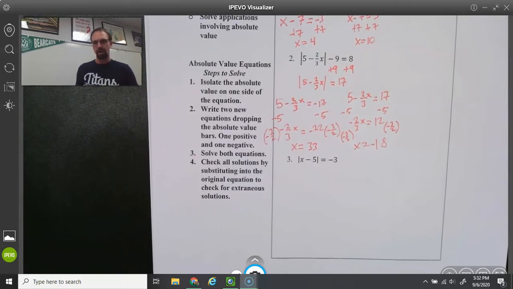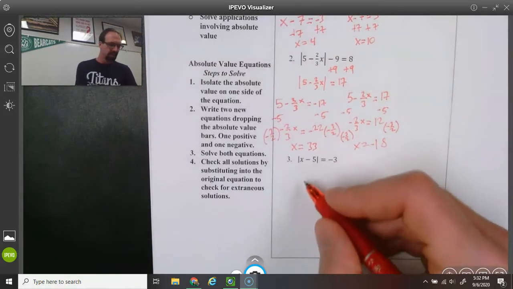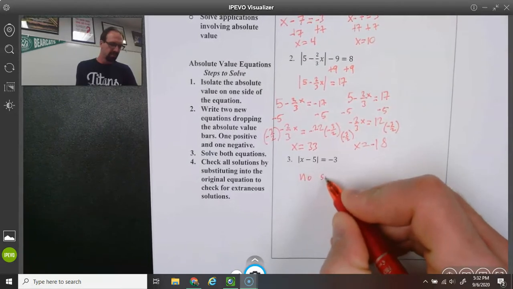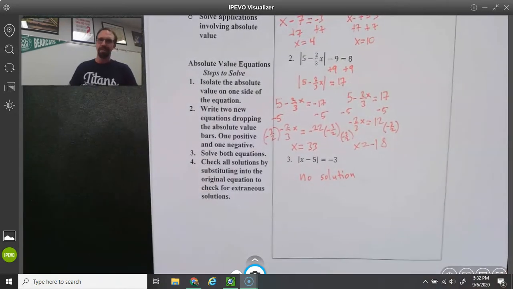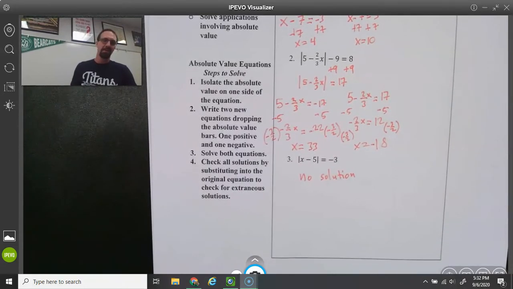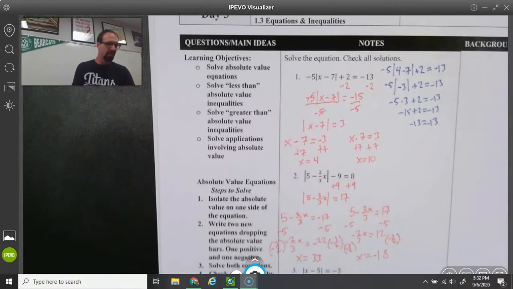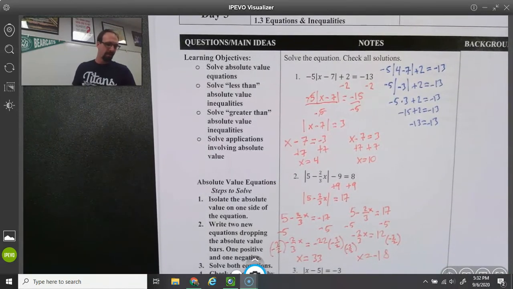You can't drive your car a negative amount. You can't bike negative miles. You can't walk negative miles. So this is no solution. A lot of students will want to write no real solution. That's not true either. This has no solution. You can't have negative distance. What I'm asking you to do is something that's impossible. You can't do it. Join me in the next video where we go over the next part and jump into absolute value inequalities.